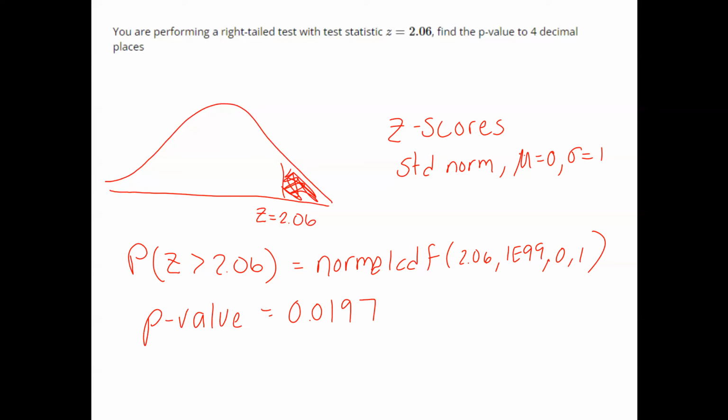So do I reject or fail to reject the null hypothesis? Well, it depends. It depends on what my preconceived alpha is. If I choose an alpha of 0.05, which is fairly typical, this p-value is lower than 0.05. 0.02 is smaller than 0.05. So if alpha were 0.05, we would reject the null hypothesis, whatever it is.